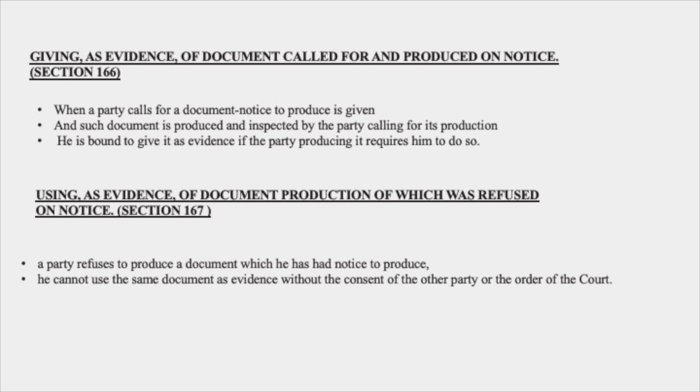The next provision is using as evidence a document, production of which was refused on notice, which is dealt with under section 167. Where a party is called on for a document and a notice to produce is given, but the party refuses to produce the document, then he cannot use the same document as evidence without the consent of the other party or the order of the court.